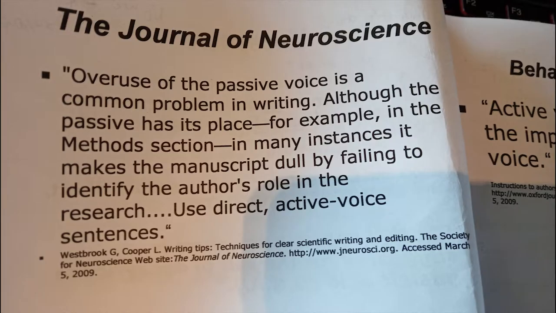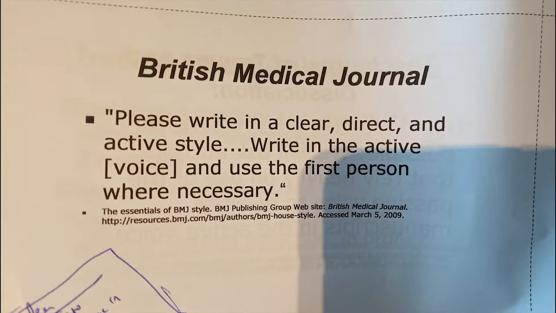The Journal of Neuroscience says, "Overuse of the passive voice is a common problem in writing. Although the passive has its place, for example, in the method section." Remember, we just talked about that, right? We said method section will be passive so we can avoid saying "we." This journal also suggests method section passive. British Medical Journal: "Please write in the clear, direct, and active style. Write in the active voice and use the first person, that's "we," where necessary." Now, I just told you, where can we always use "we"? What part of our paper? Discussion. That's right.